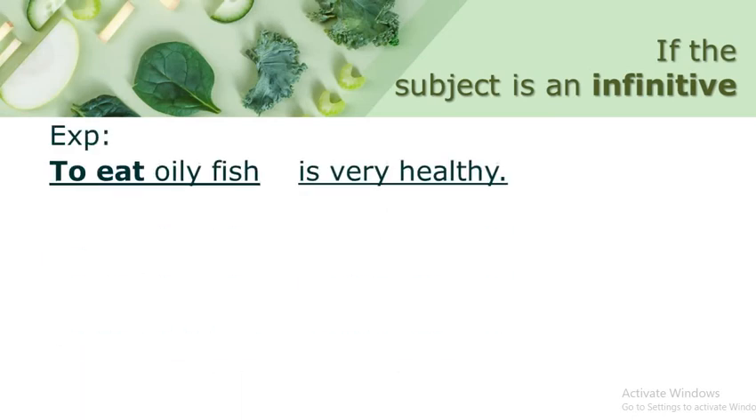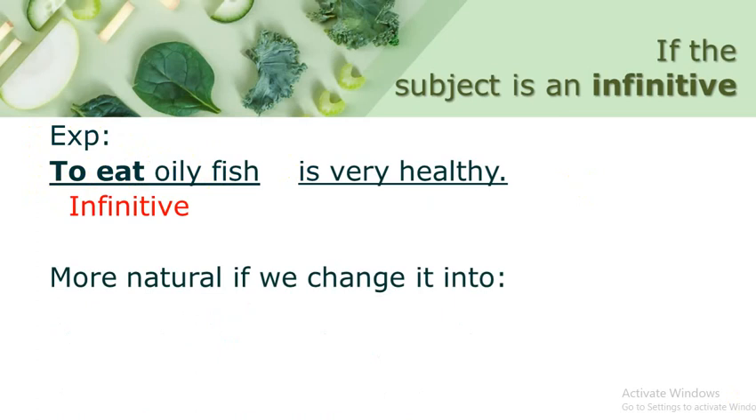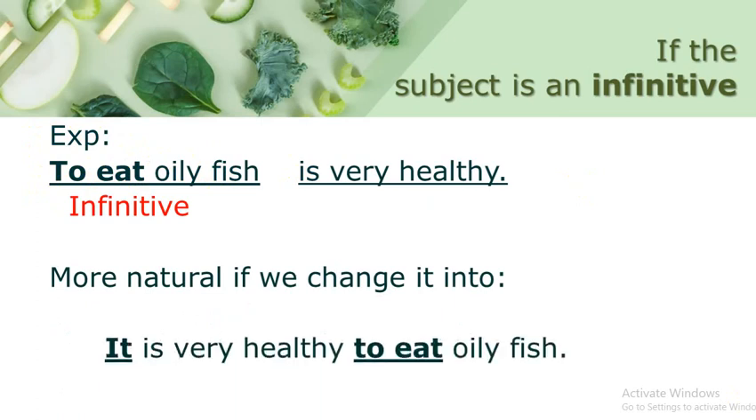Example: to eat oily fish is very healthy. This is a sentence, of course, but it's too heavy on the first part of the sentence. It has an infinitive as the subject, to eat. If you are not careful, we can lose the meaning of the sentence itself. It will be more natural if we change it into: it is very healthy to eat oily fish. So it is the preparatory and to eat is the infinitive. It's more natural and easier to understand.